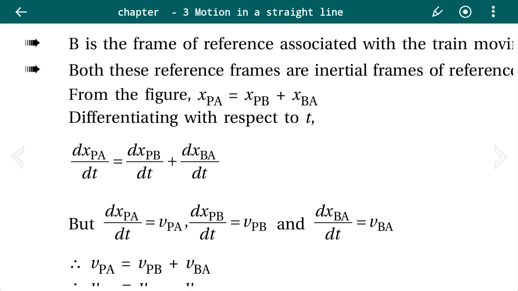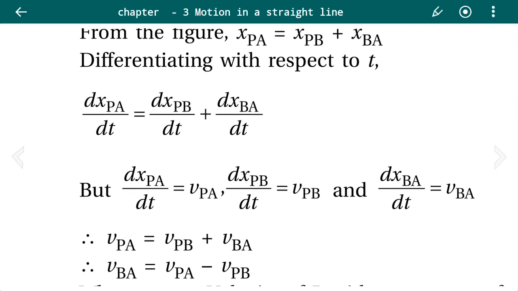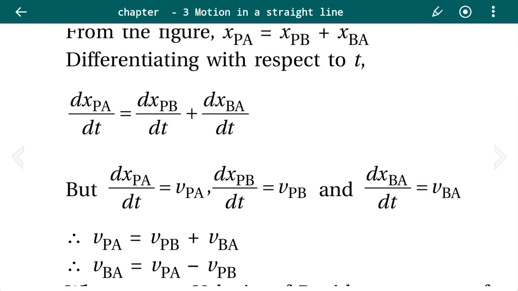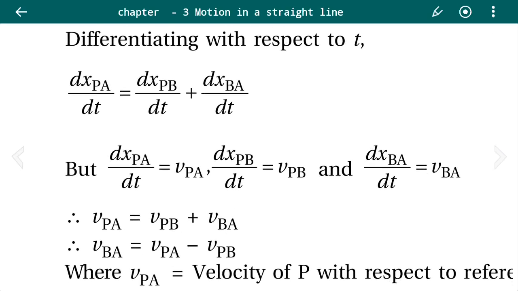So taking derivatives on both the sides, the left hand side becomes dxPA upon dt equals, on the right hand side, dxPB upon dt plus dxBA upon dt. So you can see this dxPA upon dt, that is change in position with respect to time for the particle P with respect to A. That will be what? That is velocity of particle P with respect to A.